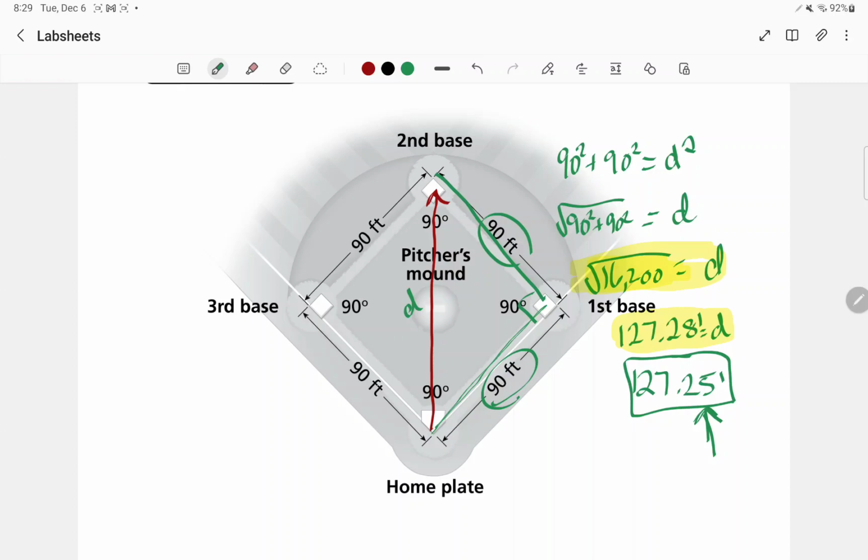Make sure you write down your answer in your notes and then come back to the video for parts B and C.